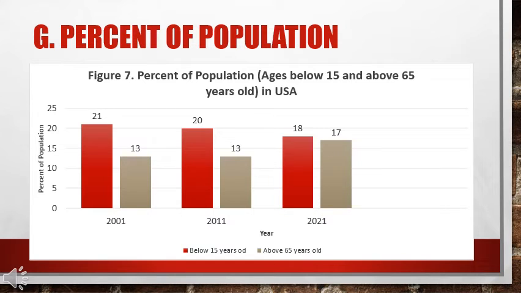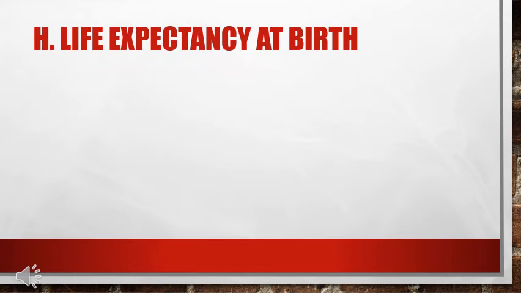From this, you can observe that while the percent of population for ages below 15 is decreasing, the percent of population for those above 65 years old has risen up from a constant percent into a bigger one in 2011 to 2021. Figure 8 shows the life expectancy at birth in USA.